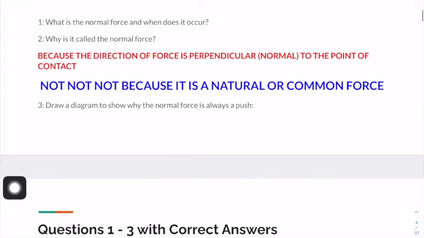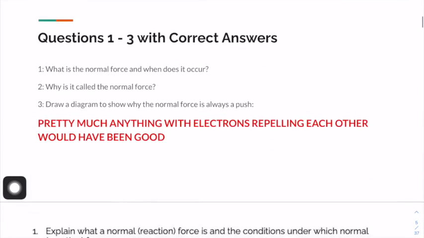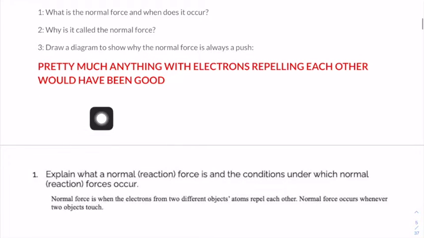Last thing, draw a diagram to show why the normal force is always a push. Pretty much anything with electrons repelling each other would have been good. If you watched the video from Vsauce Michael, "Why You Can't Touch Anything," it's a really important video, and you only need to watch about the first 3 minutes of it. If you haven't watched it yet, watch it. If you've watched it and you're still confused, watch it again.